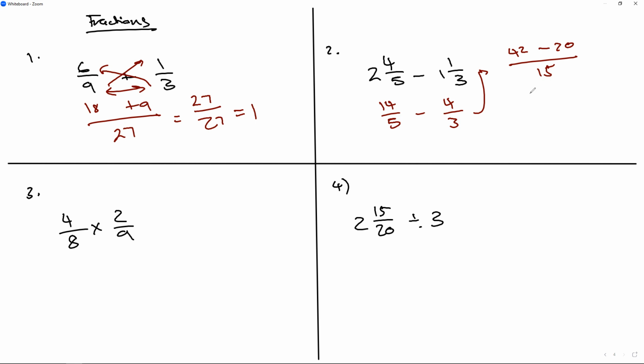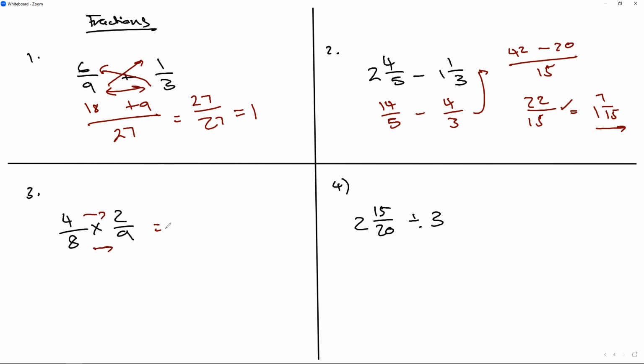And 42 minus 20 comes to 22 over 15. I cannot divide that any further. So that'll be my final answer. I could move it back into a mixed number. So 1 remainder, 7 over 15, which you cannot divide any further.